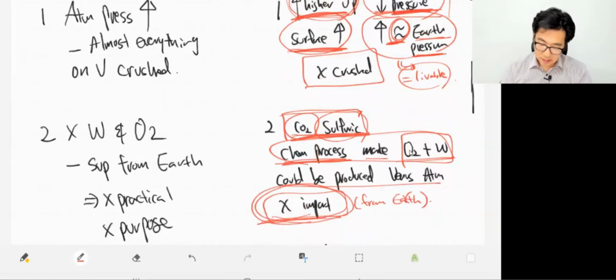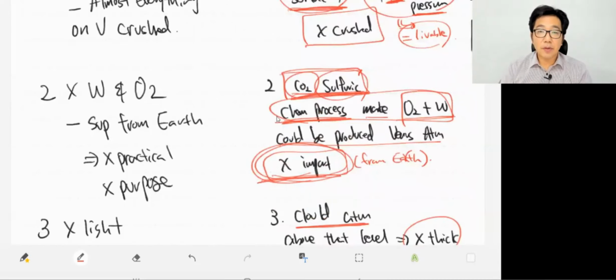Second, through the chemical process, oxygen and water can be produced in Venus, because Venus has chemicals like carbon dioxide and sulfuric acid. So oxygen and water can be made in Venus.